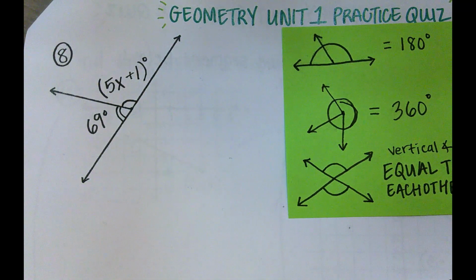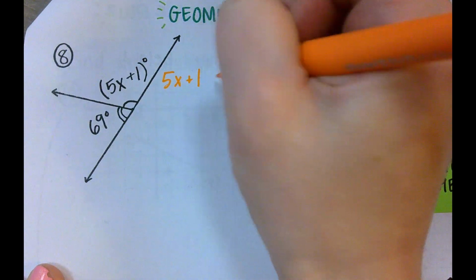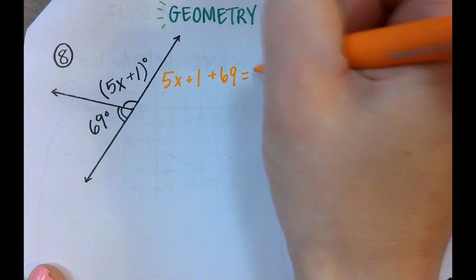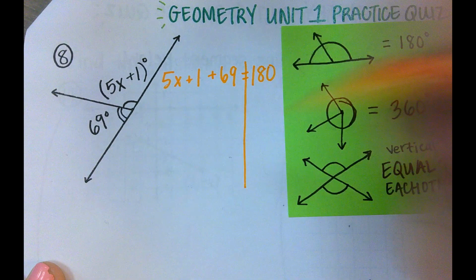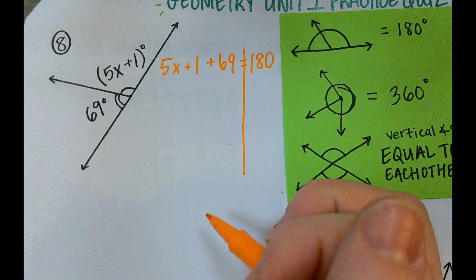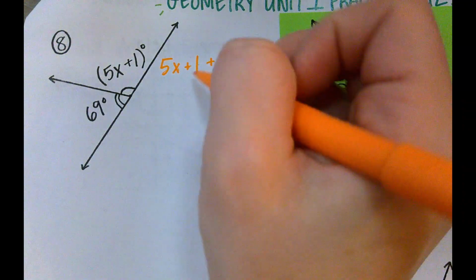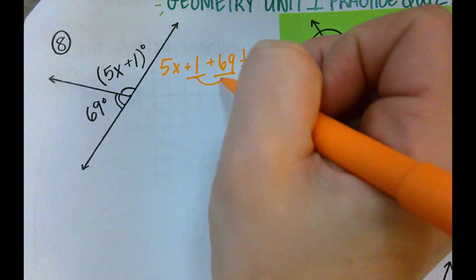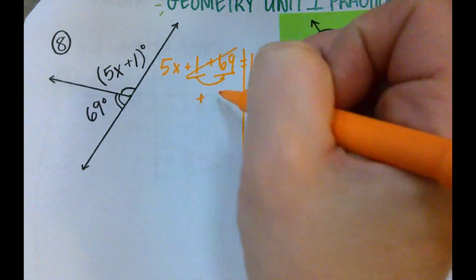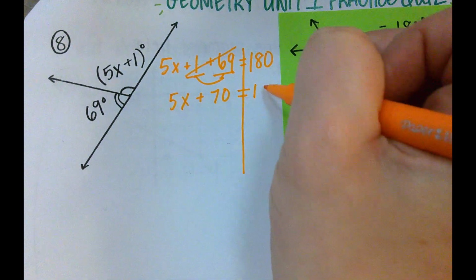What equation could I write? 5x plus 1 plus 69 equals 180. The equation is written. Where do we go from here? Add the 1 and the 69. Yep, we can combine our like terms, and that gives us 70. So 70, bring down 5x, bring down equals 180.